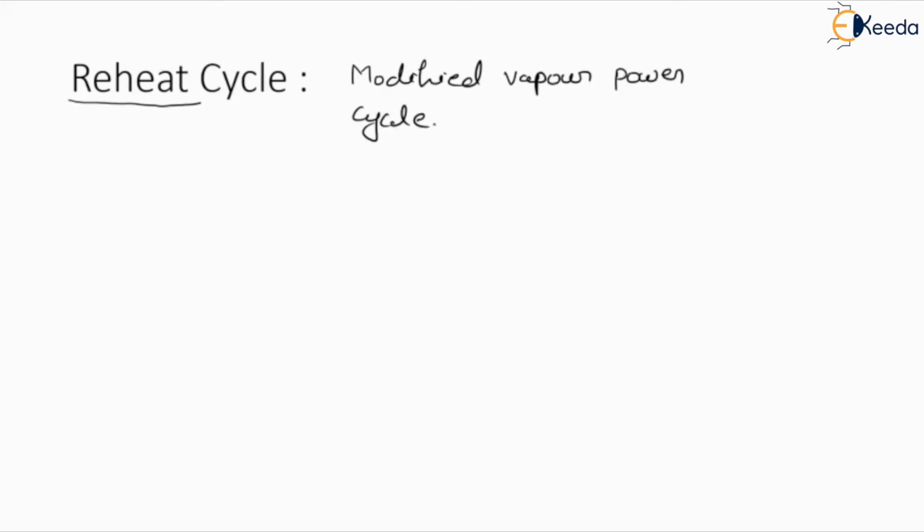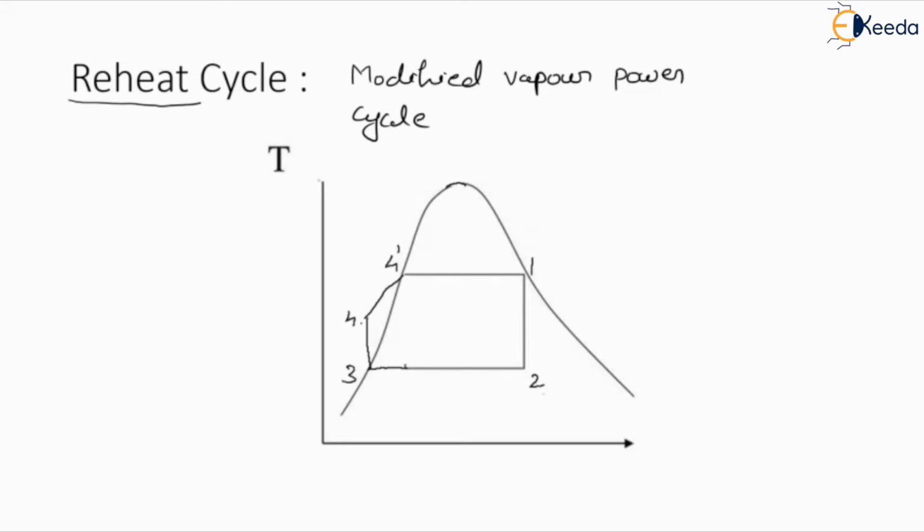Now, as we have discussed the Rankine cycle, this is the Rankine cycle. Here we are considering that the Rankine cycle is also a modified form of the vapor power cycle, which is a combination of 4 or 5 processes. So basically we consider 4 processes.